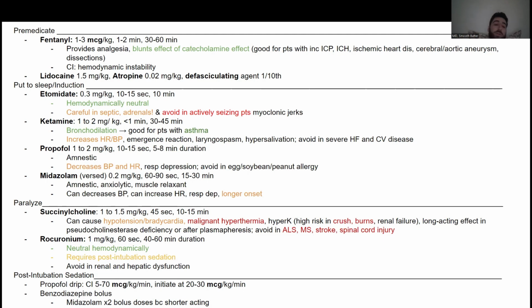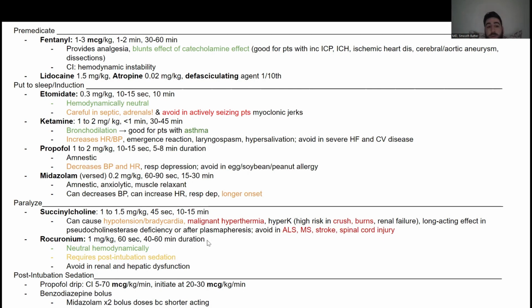For rocuronium, the upside is that it's neutral hemodynamically compared to succinylcholine, which induces hypotension or bradycardia. Because remember, succinylcholine stimulates the acetylcholine receptor, so that means it'll induce a higher vagal tone, but rocuronium doesn't do that. But the thing with rocuronium is that it lasts for 40 to 60 minutes. So if you see up here, it's going to last 40 to 60 minutes.